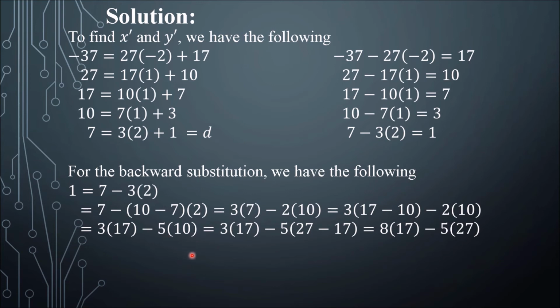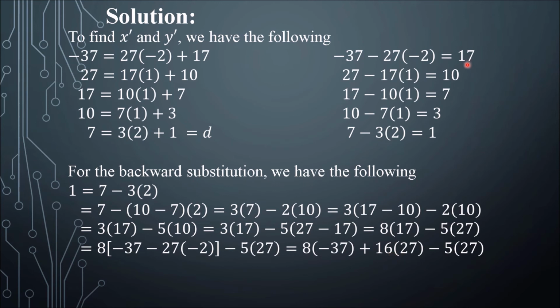Again, our next remainder is 10. So we need to substitute this here. So 3 times 17 minus 5 times 27 minus 17. So we have 3 times 17 and 5 times 17. So we have 8 times 17. Then minus 5 times 27. Our next remainder is 17. So we need to substitute this here. As a result, we have 8 times this minus 5 times 27.